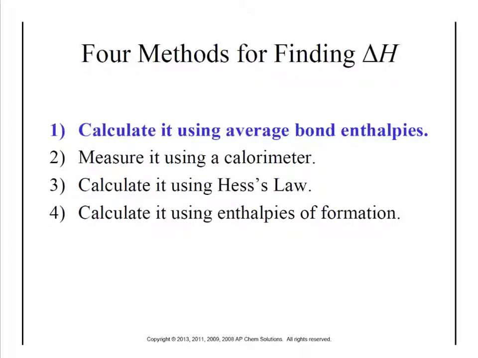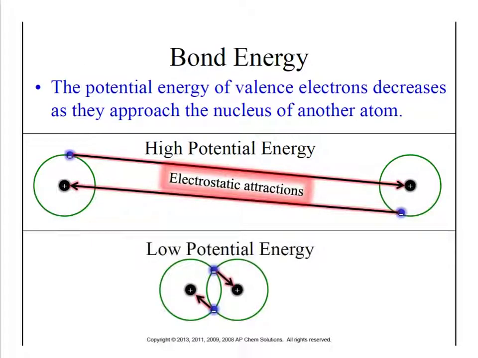Alright, we said there's 4 methods for calculating enthalpy or change in enthalpy. We're going to look at the first one in this video, and that's calculate it using average bond enthalpies. Right, here's a graphic we've seen before.